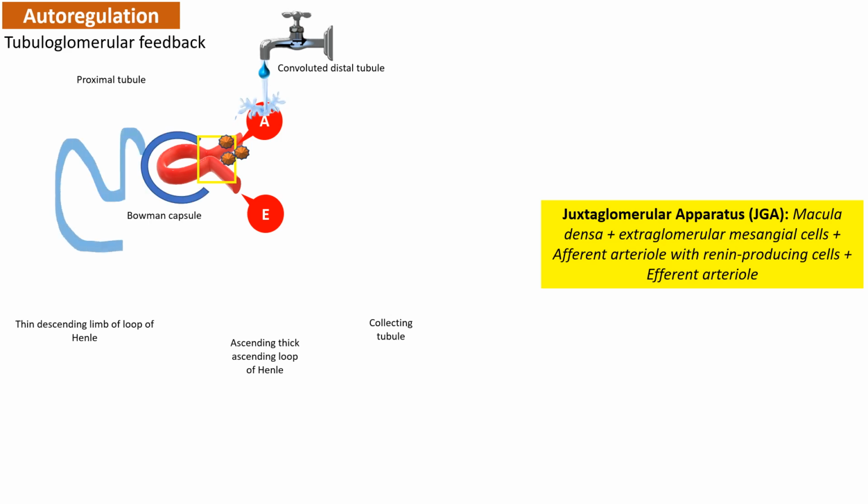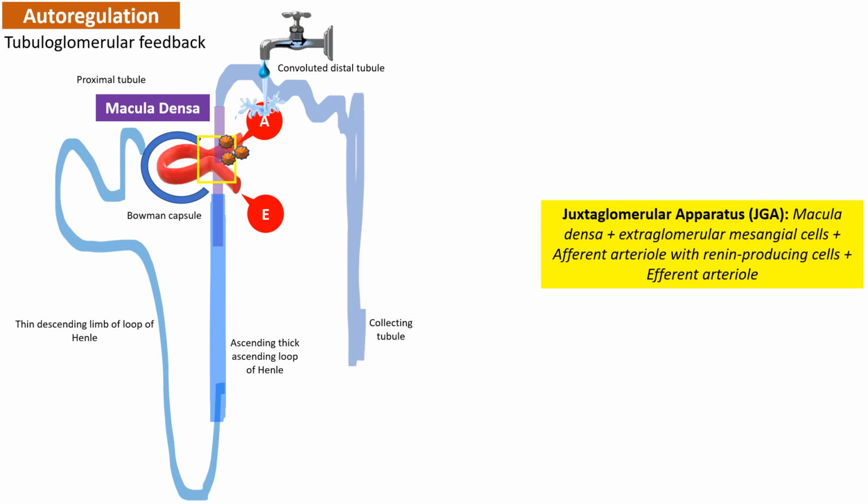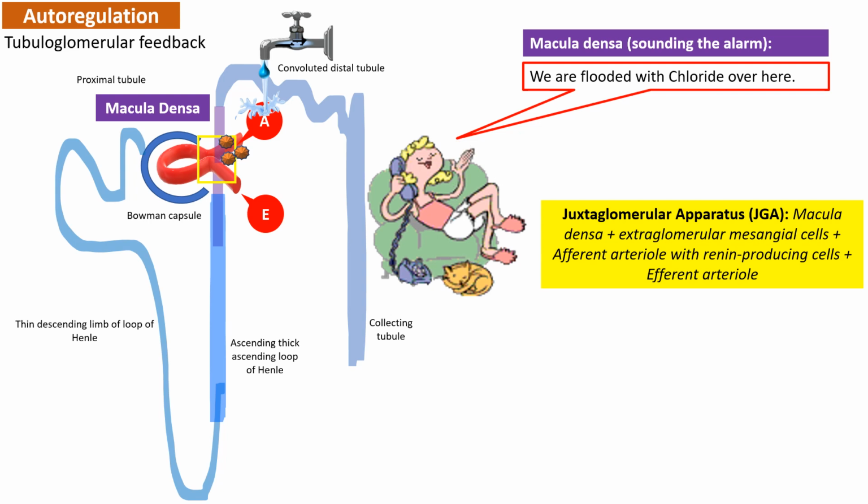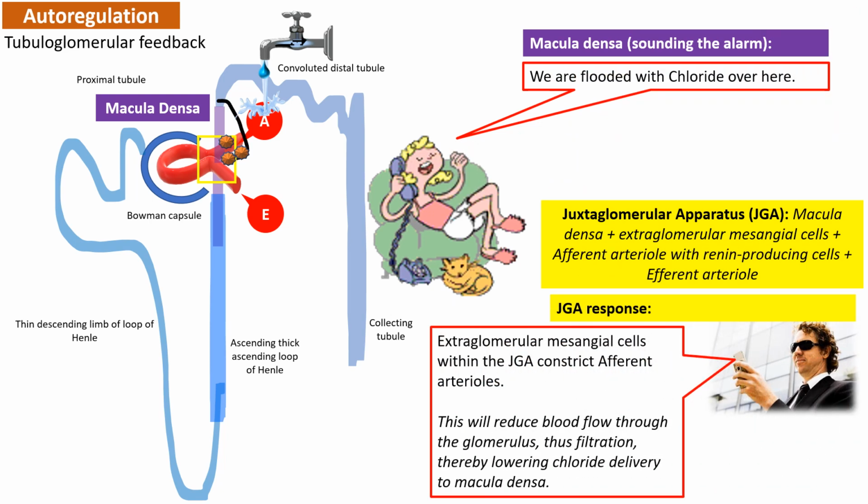This results in high glomerular filtration, thus high sodium and chloride delivery to the macula densa. The macula densa senses the high chloride delivery and sounds off the alarm to neighboring cells within the juxtaglomerular apparatus, or JGA. JGA responds by constricting extraglomerular mesangial cells around the afferent arteriole to reduce its blood flow. This leads to reduced glomerular filtration, thereby reducing chloride delivery to the macula densa.